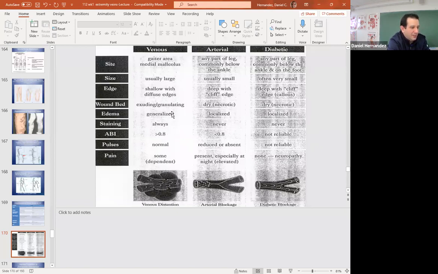Venous, the patients will have edema. Arterial, that edema could just be localized. The wound, again, will not have regular borders. It'd be exuding or granulating. Arterial ulcers are typically dry, whereas venous ulcers typically ooze. Venous ulcers can also become quite large as well.